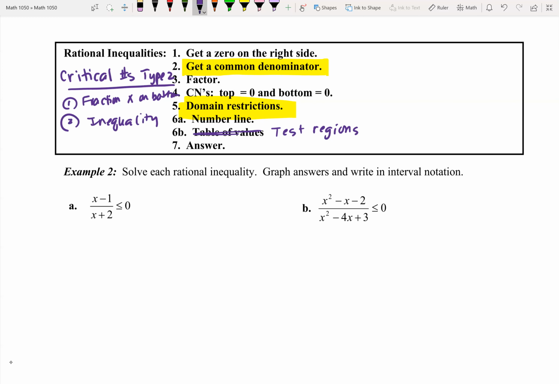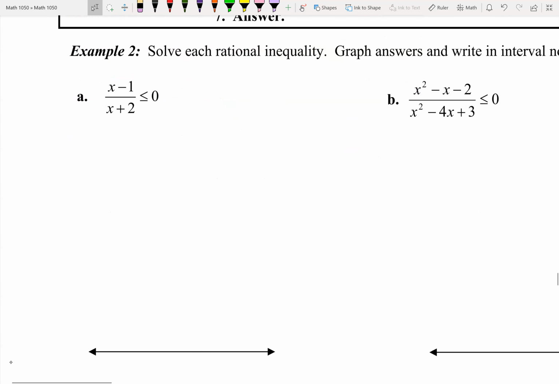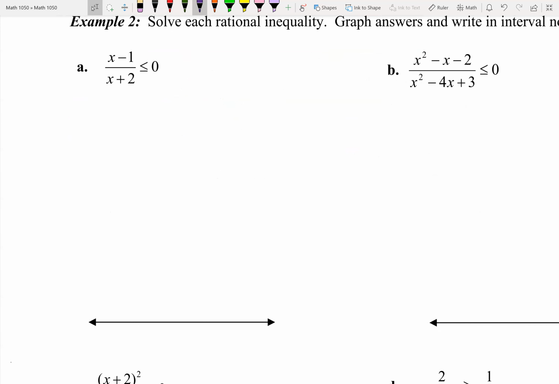Okay, we're going to go ahead and do example 2, and we're going to go slowly, okay? Step 1, get a 0 on the right. Done. Step number 2, get a common denominator. So you'll have this step if over on the left-hand side, you now have 2 separate fractions that you need to pull together. But that is not the case on this because it's just a single fraction over there. So then the next step is to list your critical numbers, or maybe it says factor. Yeah, factor, but there's no factoring on the top or the bottom.